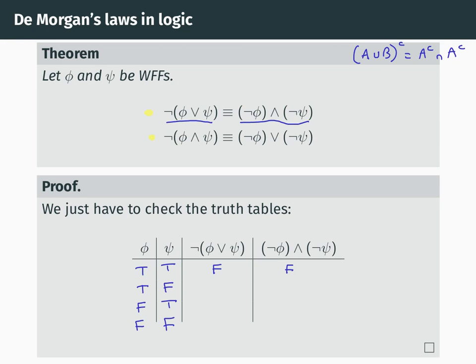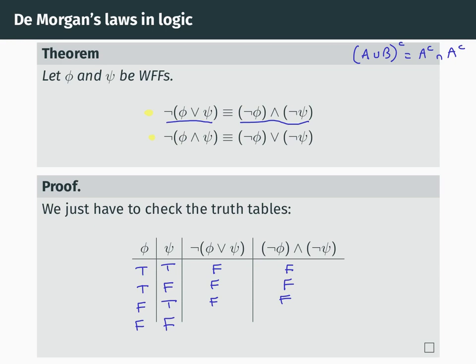The next case is what happens when phi is true and psi is false. Well, in that case, phi or psi will be true because at least one of them was true, so the negation will be false. And on the other hand, the negation of phi will be false because phi was true, so that and anything will be false. So again, they have the same truth value, they're both false. And our third case, when phi is false and psi is true, well, for the same reasons, these things will both be false.